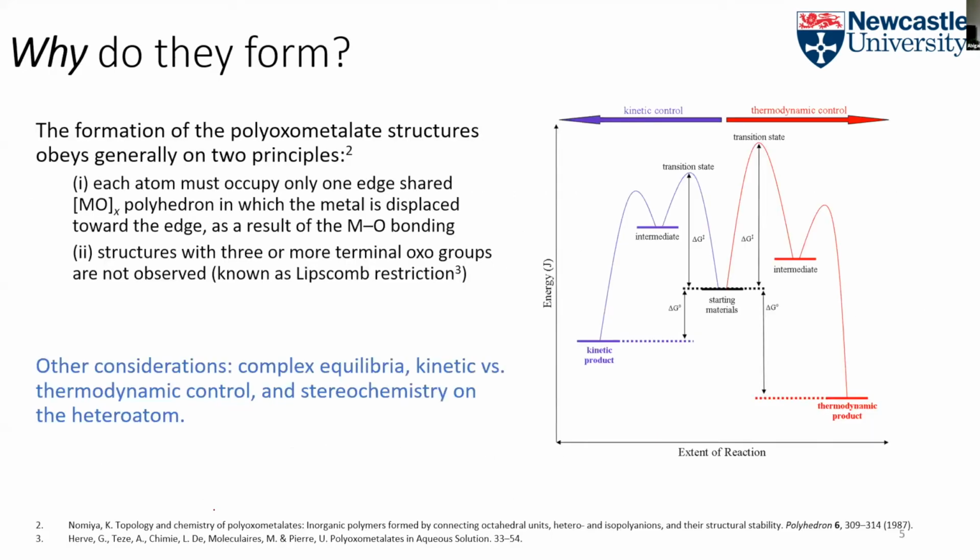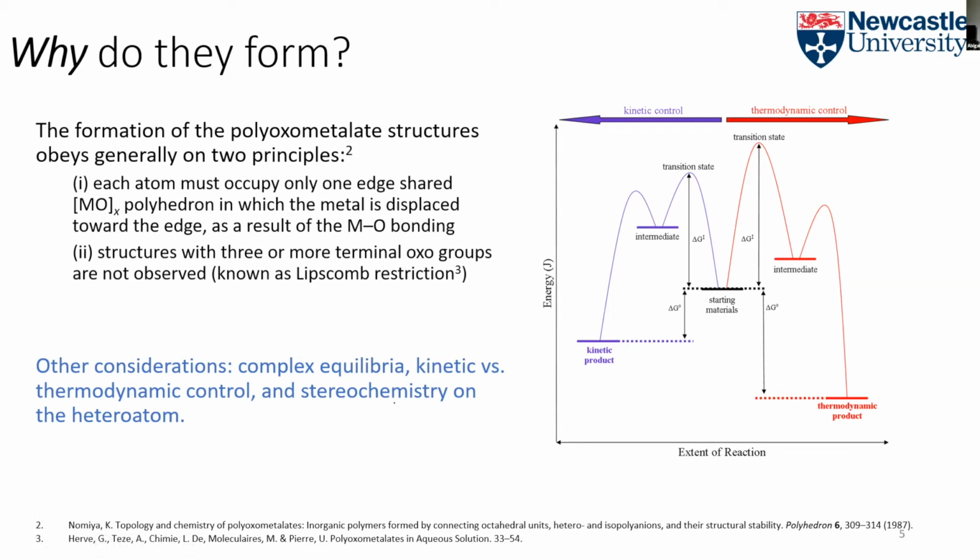And why do they form? Again, this I'll go through quite quickly, but it's the idea that each atom can only occupy one edge-shared polyhedron, resulting in metal oxide bonding. So it's basically space and size restriction. You can't just get random metals forming with random oxygens and crossing with each other. They have to be in a very ordered arrangement.